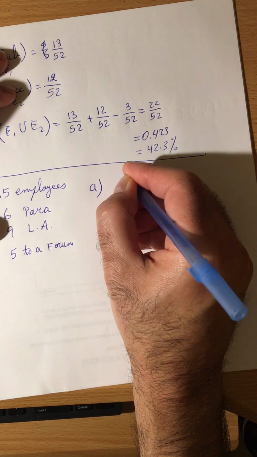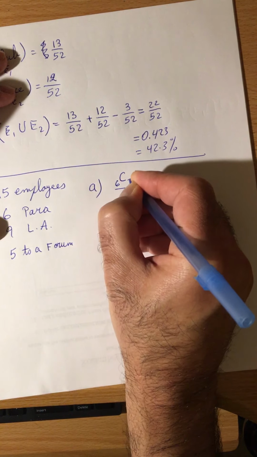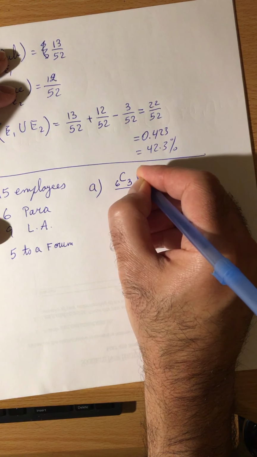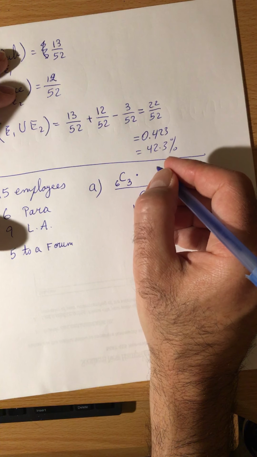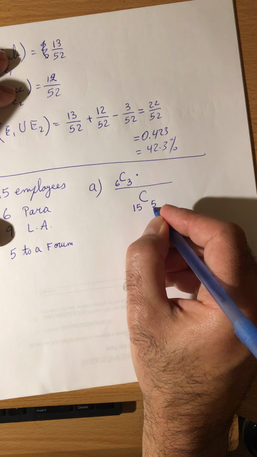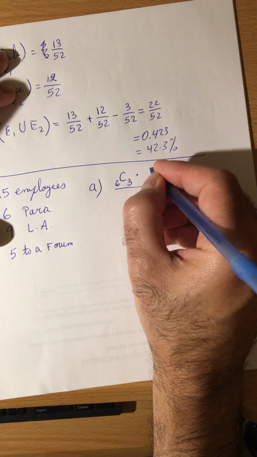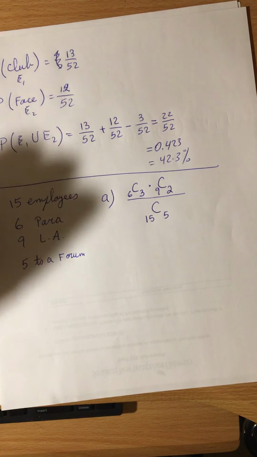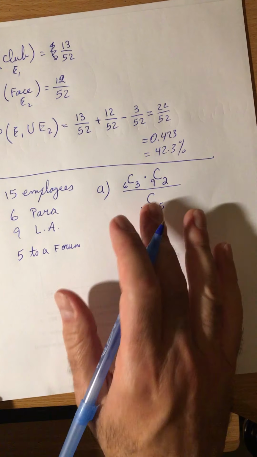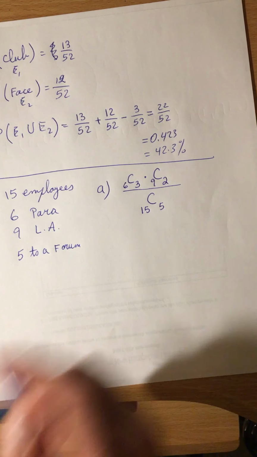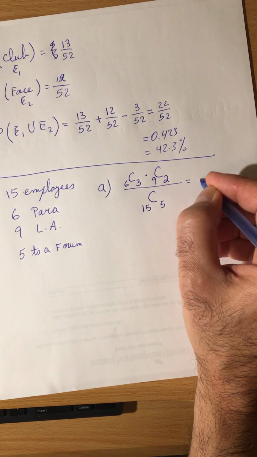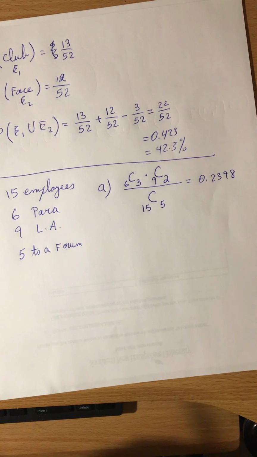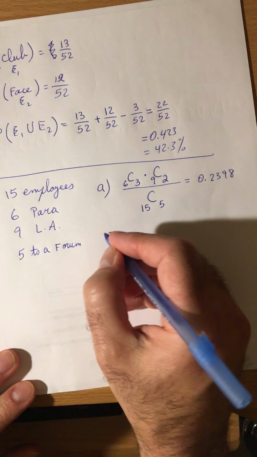So how many paralegals do we have total? 6. If we send exactly 3 of them, then how many legal assistants can we send? We are sending 5. So if 3 of them are paralegals, then we are sending only 2 legal assistants. Okay? So you can do this on the calculator. And the answer would be 0.2398, or almost 24%.